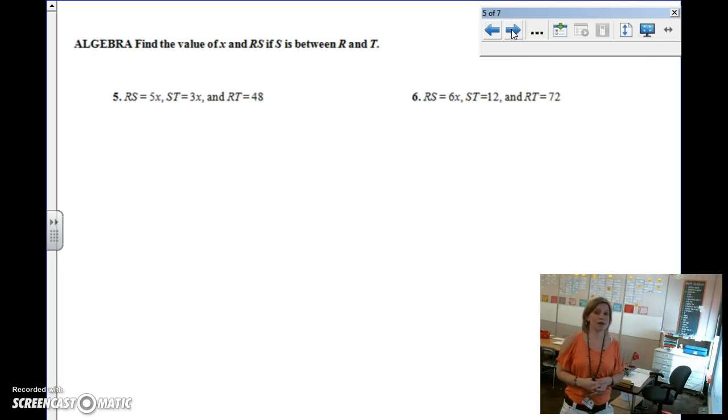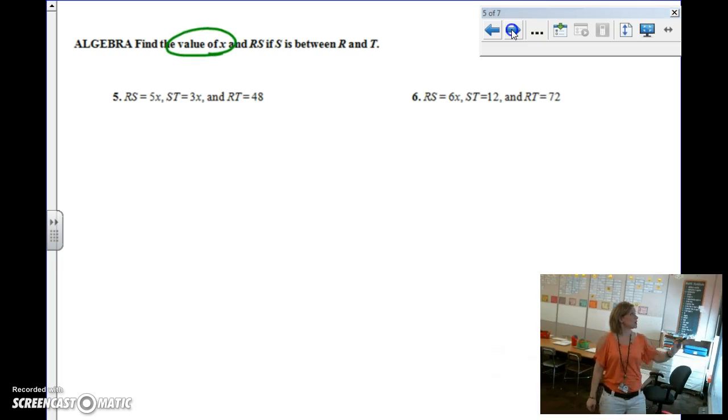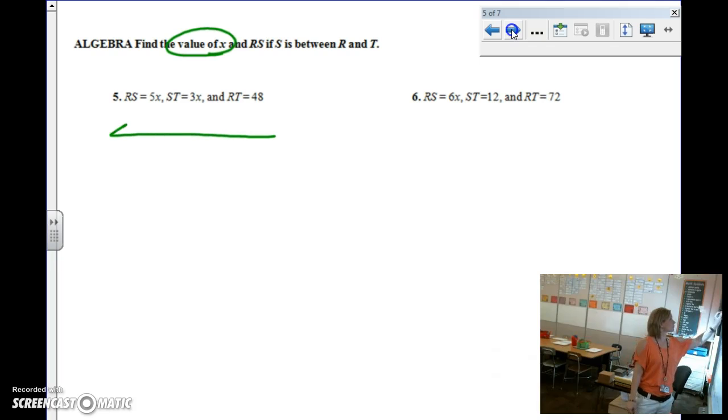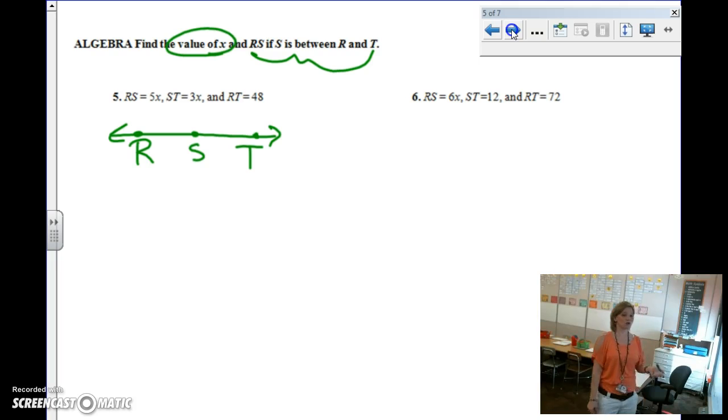So that's going to come in handy when they don't give us a line to work with. What I would do first when you see these kinds of problems is find the value of x. That's our goal. I would draw out your line, make it visual. So we have point R and T, and S, it says, is in between for that information there. So I draw it out.